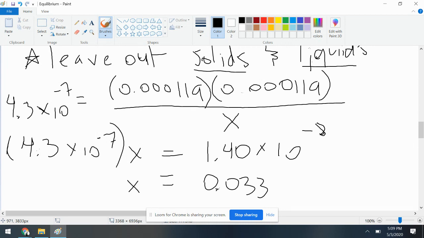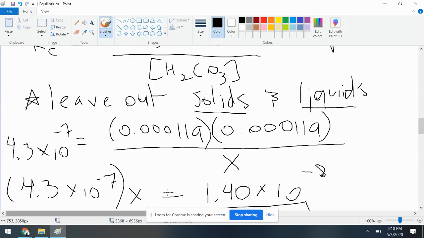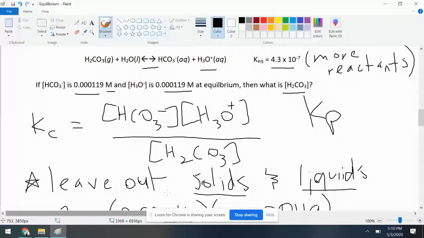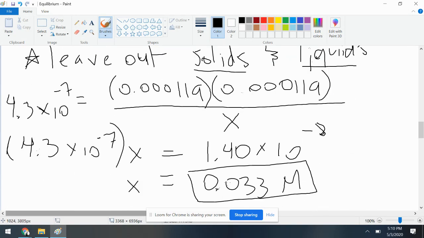Lastly, I know we said before that for your equilibrium constant there's no unit, but since we're solving for the concentration, you have to make sure you include the unit. So it has to be capital M, which is molar. So what's my concentration at equilibrium for H2CO3, which is, again, carbonic acid? It's going to be 0.033 molar.